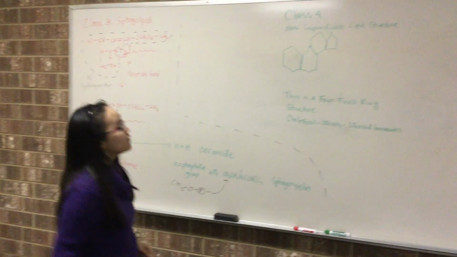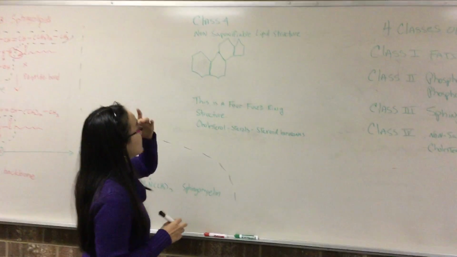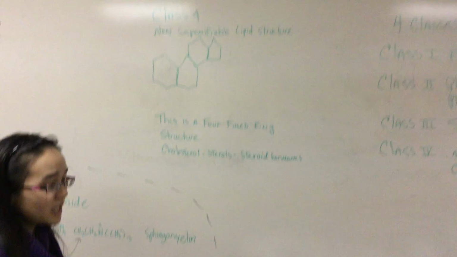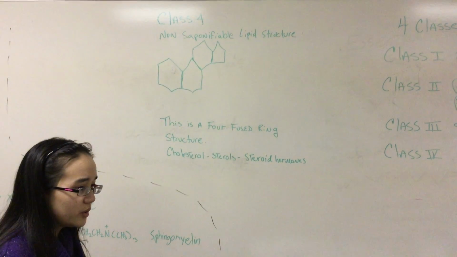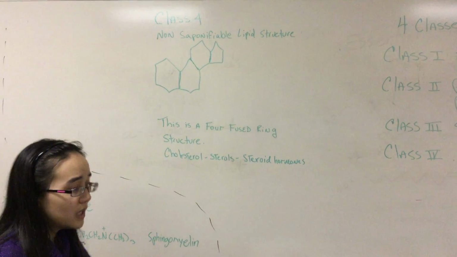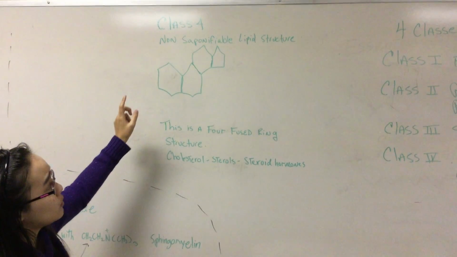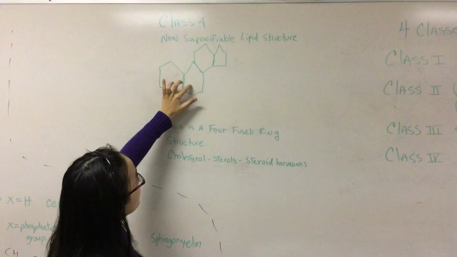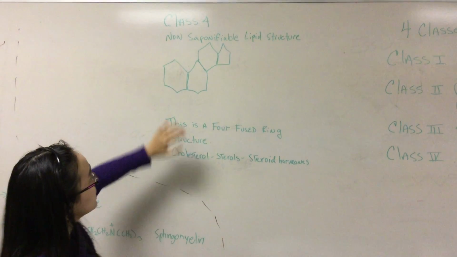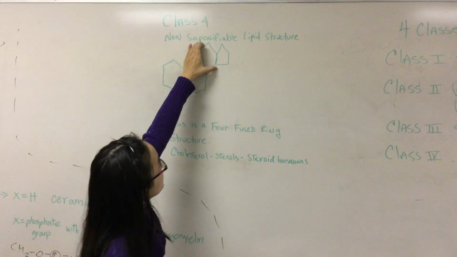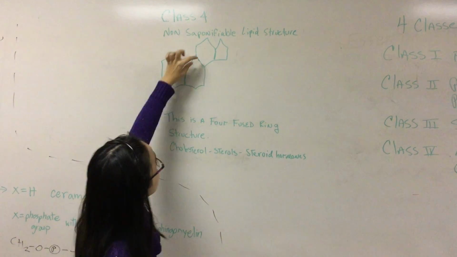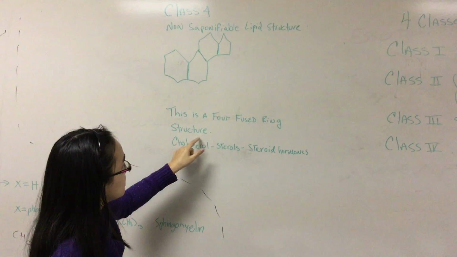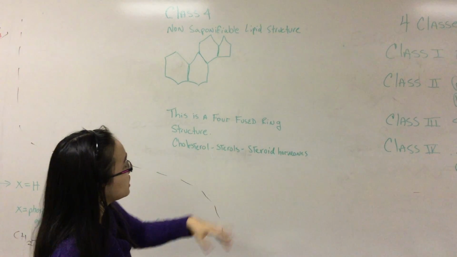So, for class 4, they are the non-saponifiable lipid structure. You can't make soap out of them. For class 1, 2, and 3, you can make soap out of them. Class 4 is the only one that you can't. Class 4 is a 4-ring fused structure. So 1, 2, 3, 4, and they're fused together right there. So 4 fused ring structure, cholesterol, steroid hormones.